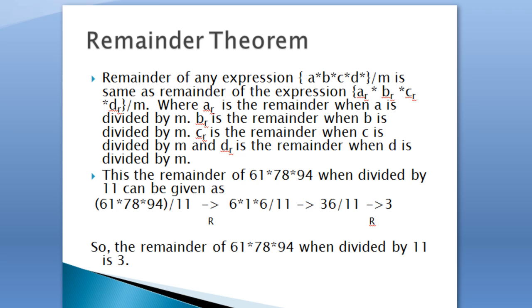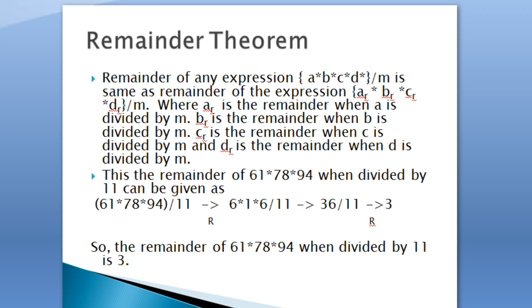That is going to be a time consuming process, especially in an exam like GMAT or CAT. You don't get so much time to figure it out. So what is the quick and easy way to solve this problem? You divide each individual number, that is 61, by 11 and find the remainder. When you divide 61 by 11, you get a remainder of 6. Similarly, when you divide 78 by 11, you get a remainder of 1. Like that, when you divide 94 by 11, you get a remainder of 6. So what you get on the numerator is 6 times 1 times 6, whole thing upon 11.